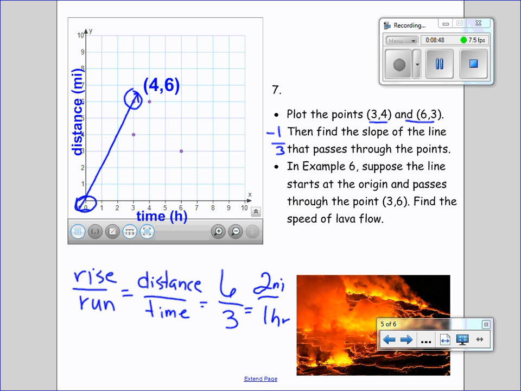Then it asks, find the speed of the flow. And we're going to determine that by rise over the run. And in order to determine what the flow is, we're going to take the distance over time. So our distance, as you can see, is 1, 2, 3, 4, 5, 6. So here is our distance. And then our time, which is 3, 1, 2, 3. So we have 6 miles in 3 hours, and you can determine that by 2 miles per 1 hour.